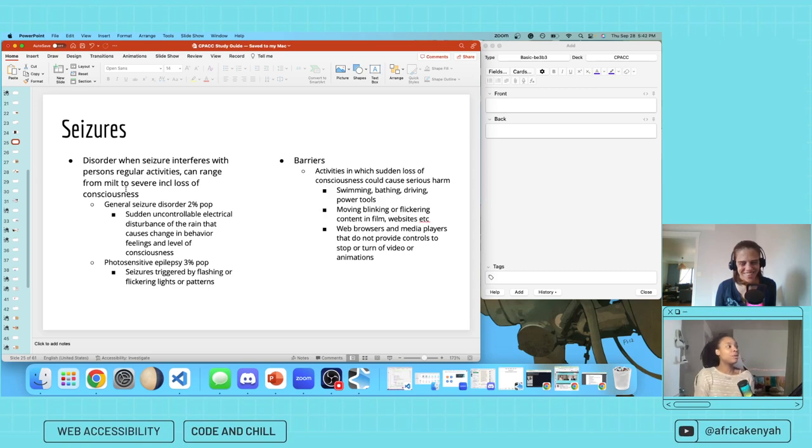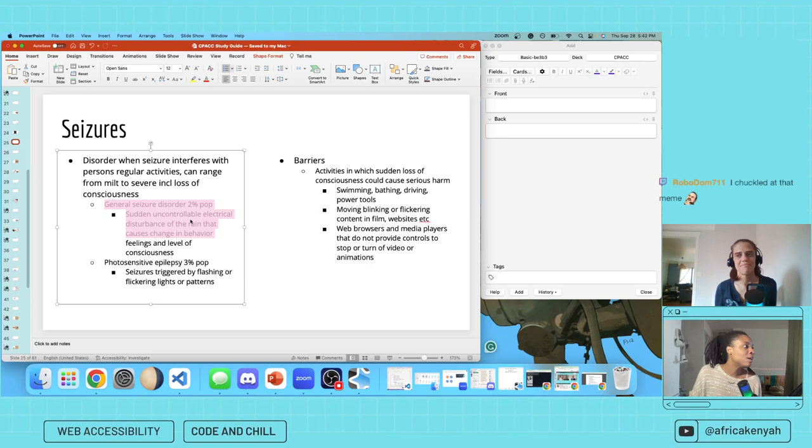Seizures are a disorder that can interfere with a person's regular activities and can range from mild to severe, including loss of consciousness. Yes, I too chuckled at that meme, Robo. I know people who have seizures who are really hilarious about it, so I feel less bad about it. I think they'd laugh too. Maybe, I don't know.